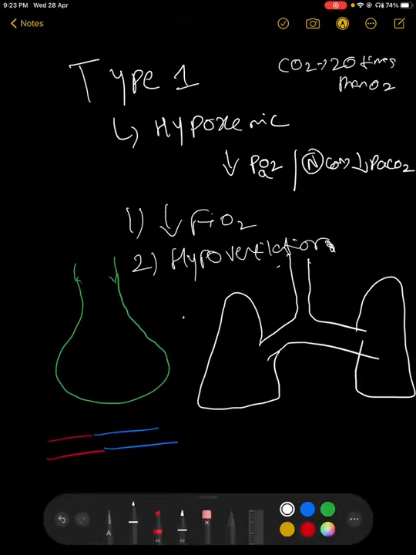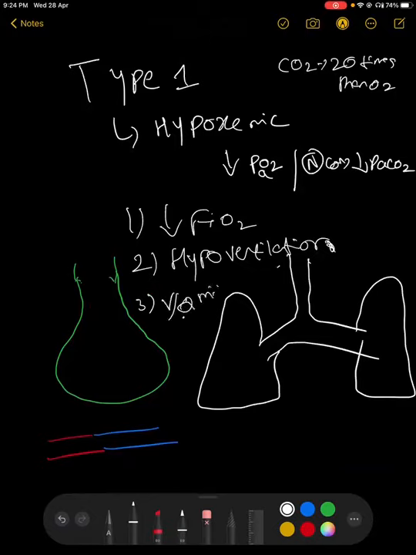So initially our body will be able to take care of the CO2 elimination in case of hypoventilation. So for a few hours, the patient might be having type 1 respiratory failure, whereas eventually all these patients with hypoventilation will progress to type 2 respiratory failure. Okay, so second thing.